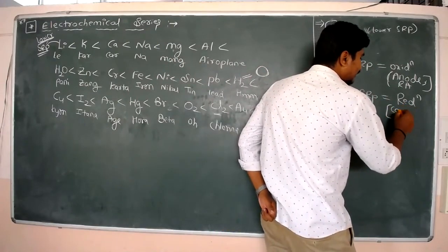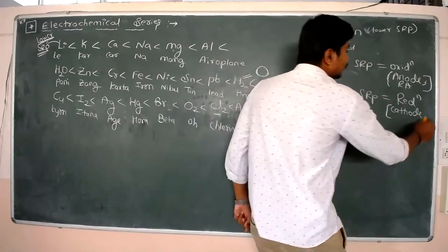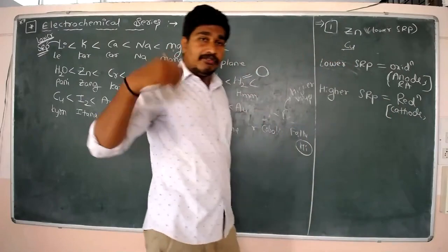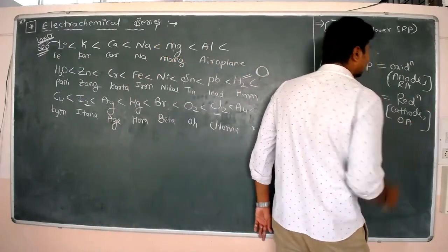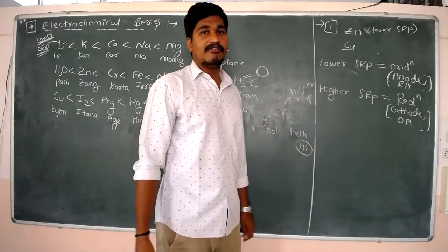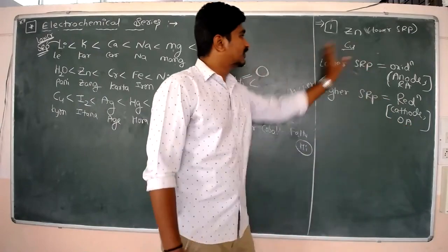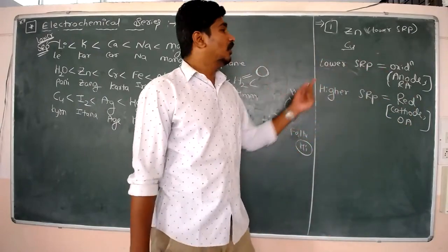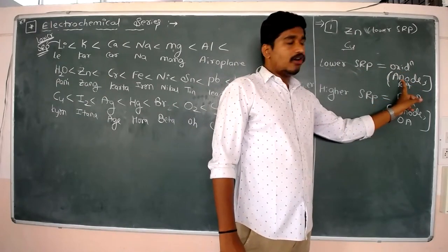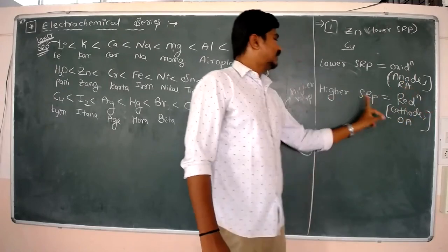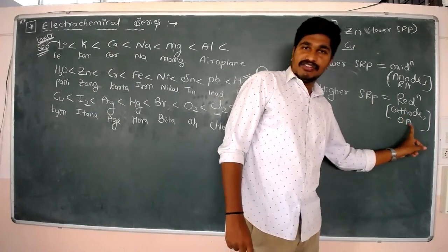Reduction occurs at the cathode, that is, copper acts as a cathode. Correct? Now, the one which undergoes reduction is called what? Oxidizing agent. We studied this in the first year in the redox reaction chapter. This is the first thing you should remember: lower SRP means it undergoes oxidation, acts as an anode, and is a reducing agent. Higher SRP means it undergoes reduction, acts as a cathode, and is an oxidizing agent.